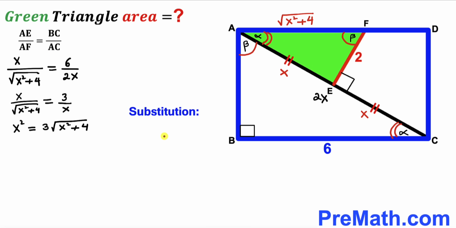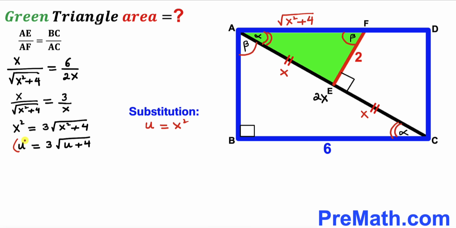And now we are going to make a substitution. I'm going to leave this x square with u over here. Then this x square is going to be u as well. In other words, we're going to label u equals x square. So therefore we could write u equals 3 times the square root of u plus 4.